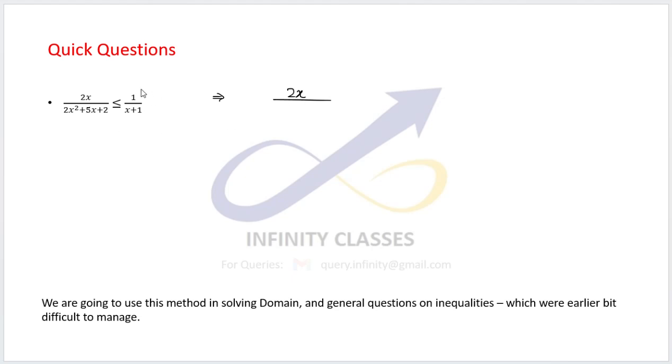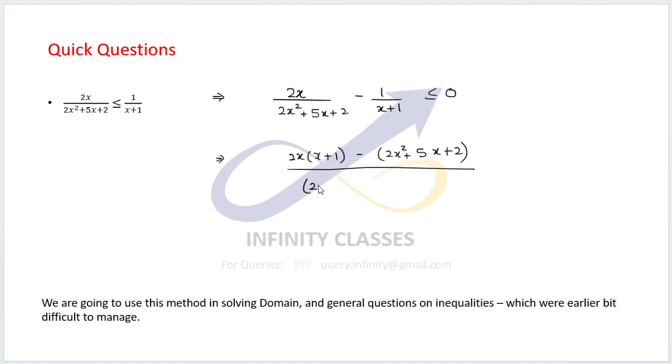So 2x, there is some expression on the right hand side. I have to bring it on the left hand side: 2x square plus 5x plus 2 minus 1 by x plus 1 is less than or equal to 0. This will come out to be equal to 2x into x plus 1 minus 2x square plus 5x plus 2, whole divided by 2x square plus 5x plus 2 into x plus 1. I'll solve it. So this comes out to be 2x square plus 2x minus 2x square minus 5x minus 2.